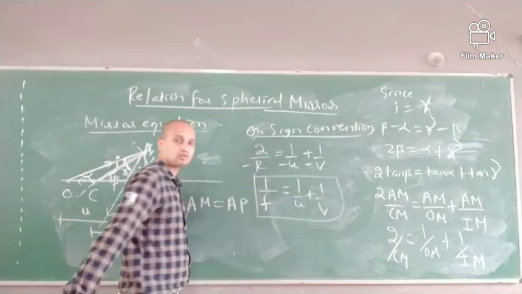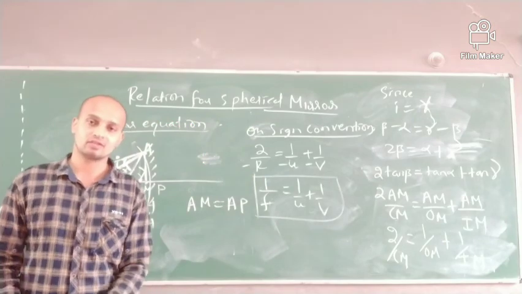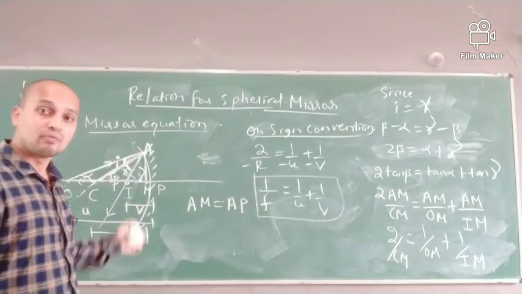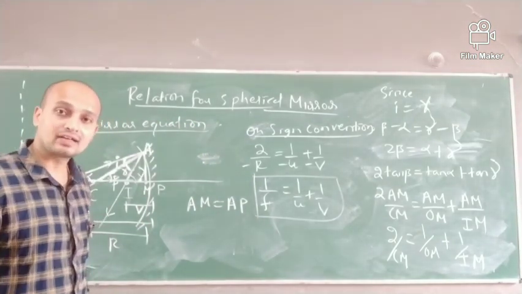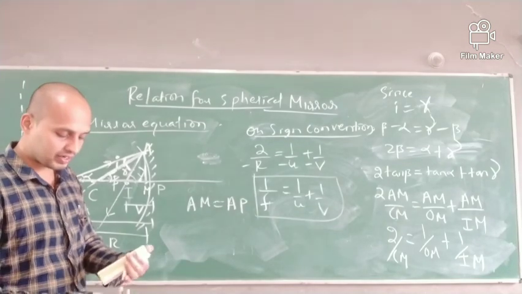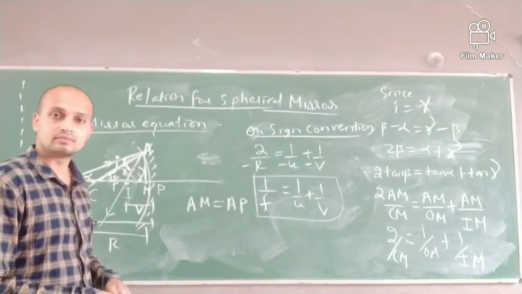This is a very important formula for solving numericals. This mirror equation exists because we are considering only paraxial rays. That is more important to remember. Got it now? Okay.